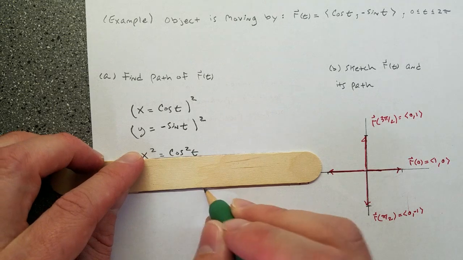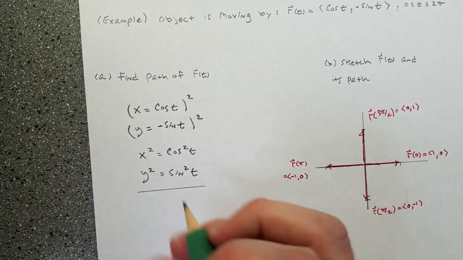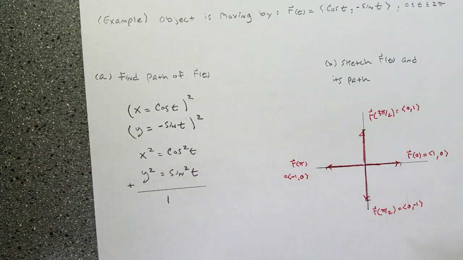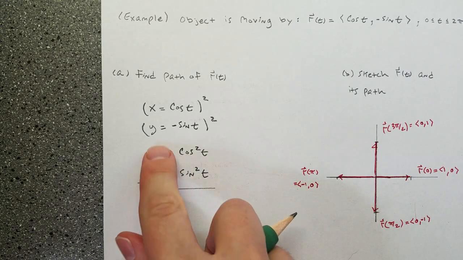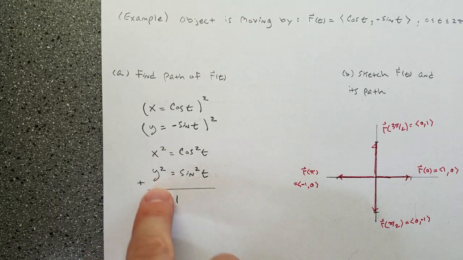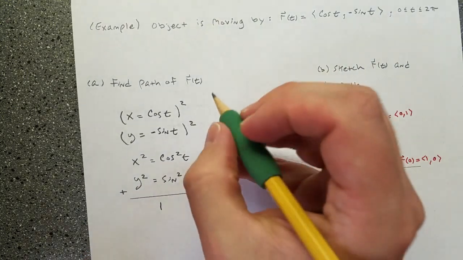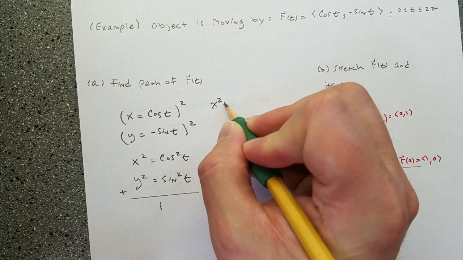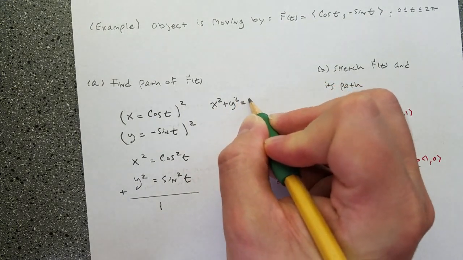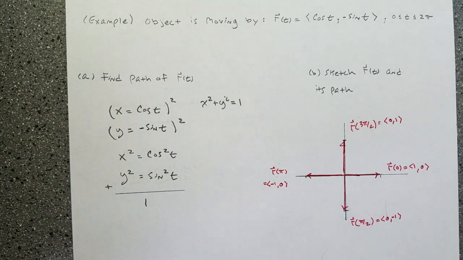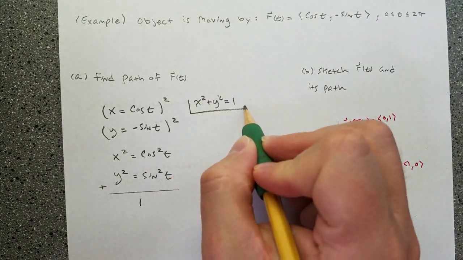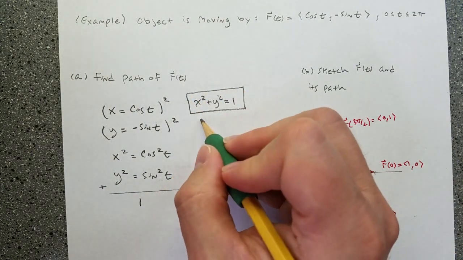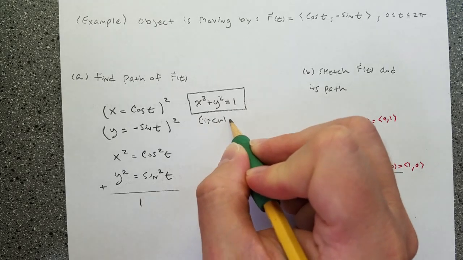Now I know that when you add cosine squared and sine squared, you get 1. And if they're linked directly to x squared and y squared, then when you add those, you have to get 1. So my path is going to be x squared plus y squared is 1. All right, so there's the path. So the path is, in other words, circular.